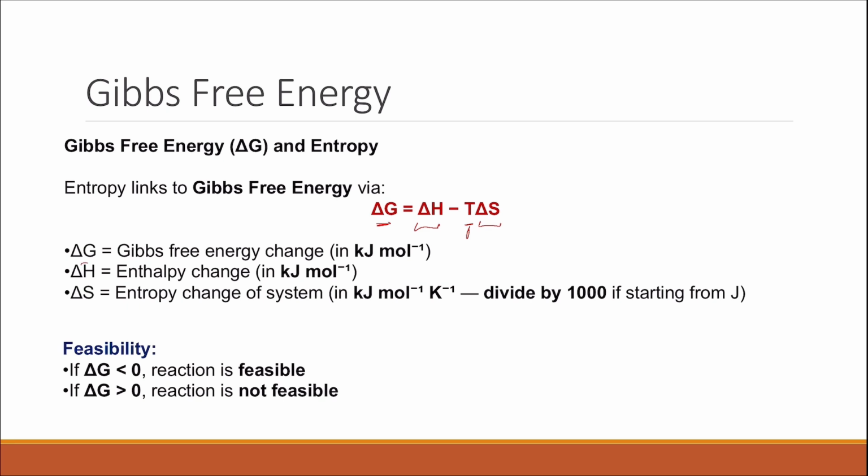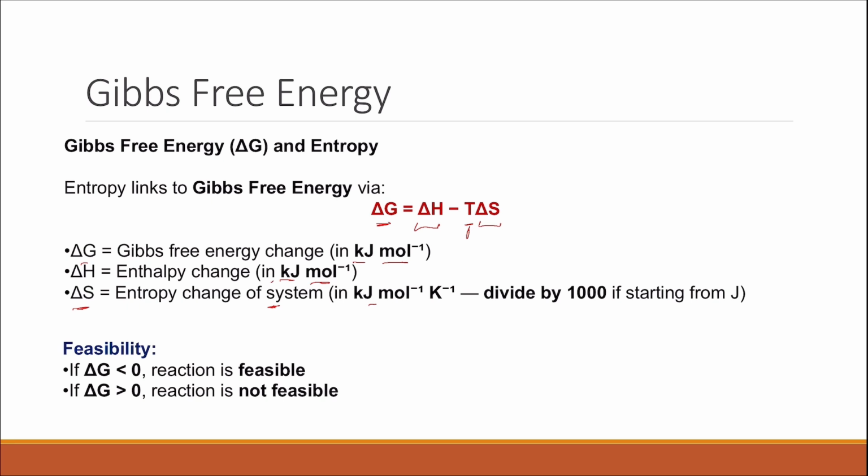The delta G is the Gibbs free energy change, which is in kilojoules per mole. The enthalpy change is in kilojoules per mole. The temperature is in Kelvin, and the delta S is the entropy change of the system as we have calculated it, and we have to change it from joules per mole per Kelvin into kilojoules. So we need to divide the value we usually obtain by 1,000 to convert it to kilojoules per mole per Kelvin.